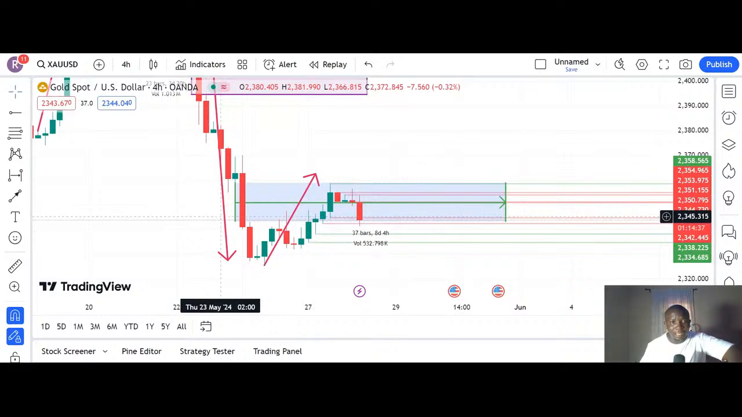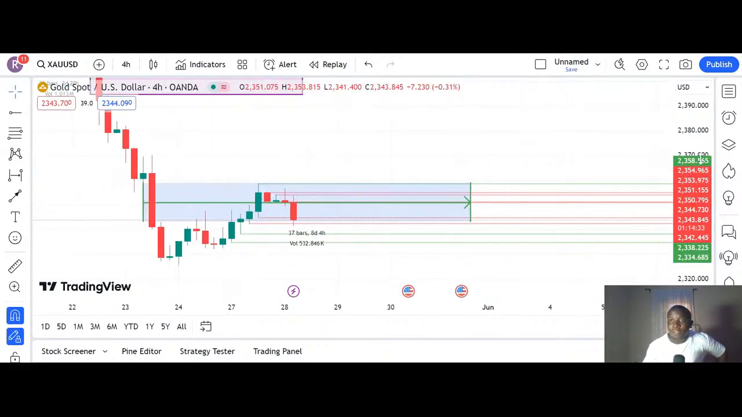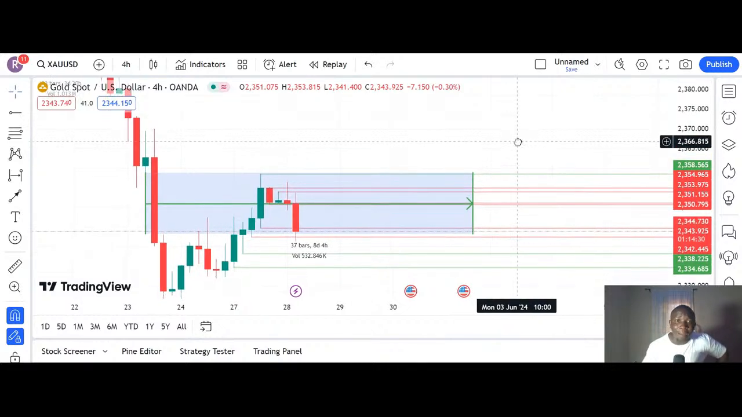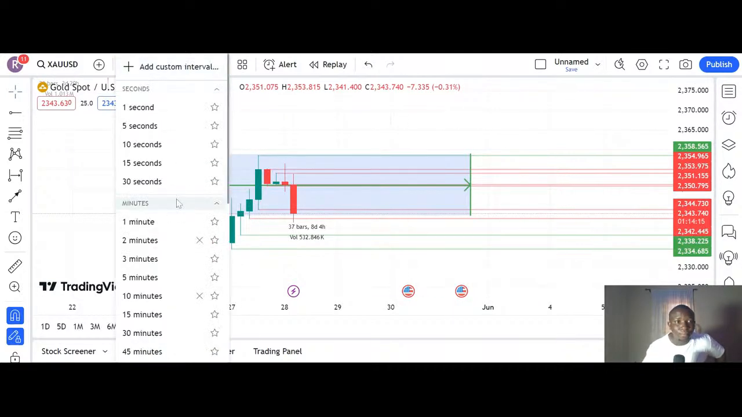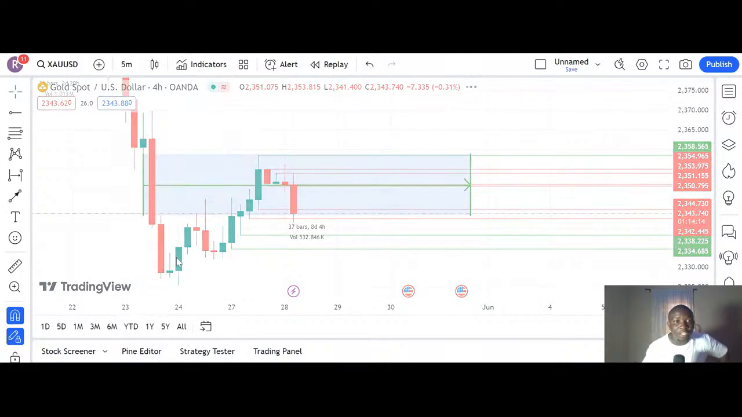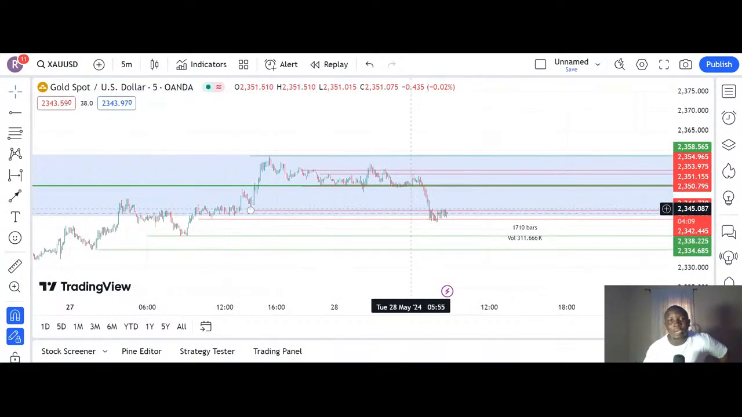So let me just go ahead and delete this arrow. We don't need this arrow anymore, and we don't need this arrow anymore. So now that we've drawn out the fair value gap, we've drawn out our previous day highs and lows, the liquidity, we know which liquidity has been taken out, and we know which liquidity we are targeting. So remember, I like to go back to the 5 minutes time frame. So let's go back to the 5 minutes time frame. What I want you to do is to be very careful.